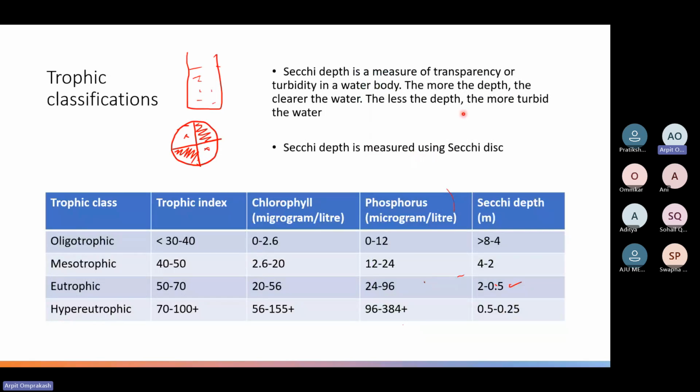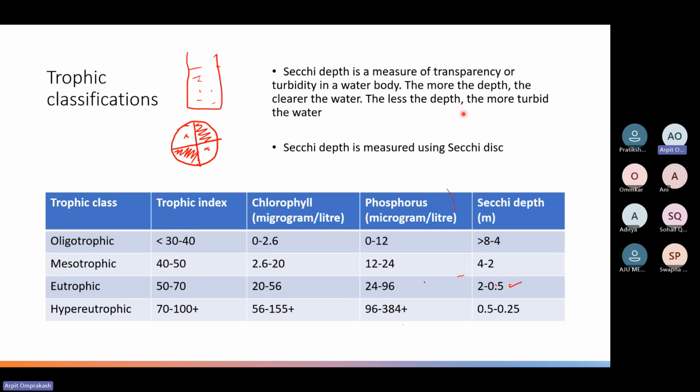Right. So to make these classifications, there are multiple things that are measured. One is the amount of chlorophyll, amount of phosphorus, and other things. The other thing is Secchi depth. A Secchi depth is a measure of transparency or turbidity of a water body.